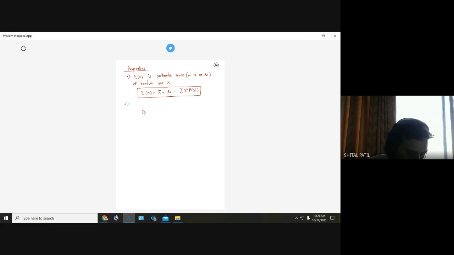Second, the variance of x, variance of x equals sigma square. We know this. How is it obtained? Expected value of x square minus expected value of x whole square.